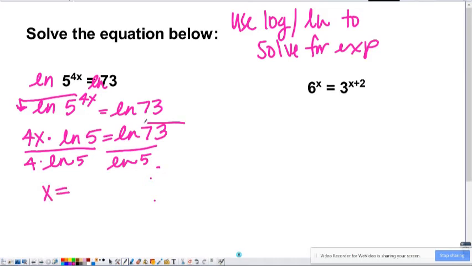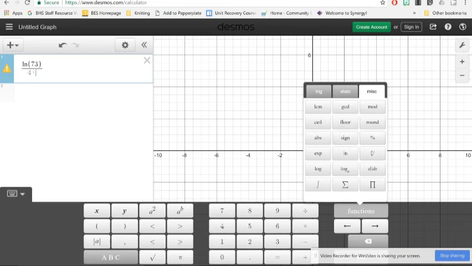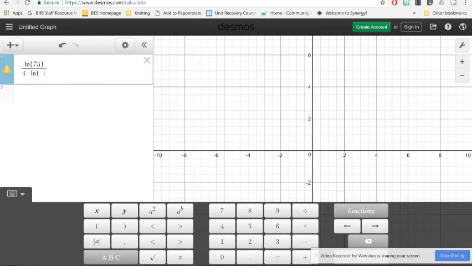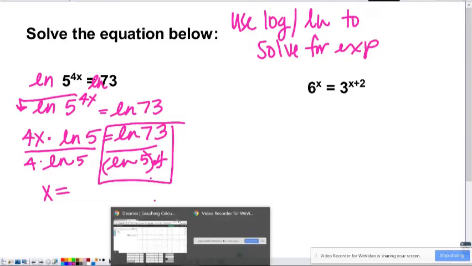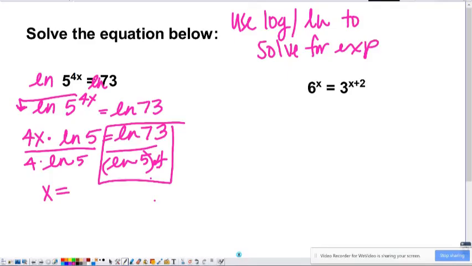So on my calculator, I'm going to type, oops, I forgot the 4. Natural log 73 divided by 4 times natural log 5. So let's see if I can remember that. Natural log 73 divided by 4 times the natural log of 5, right? Yes. All right. And what does it say to us? 0.66645. All right. So x equals 0.66645.